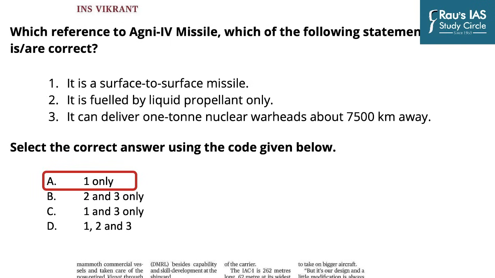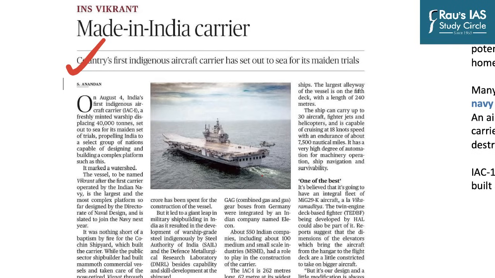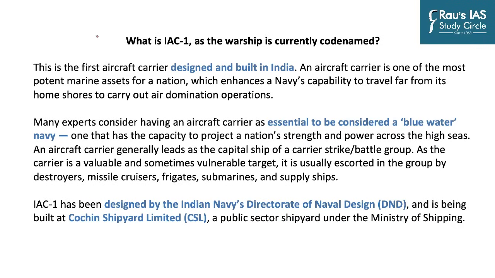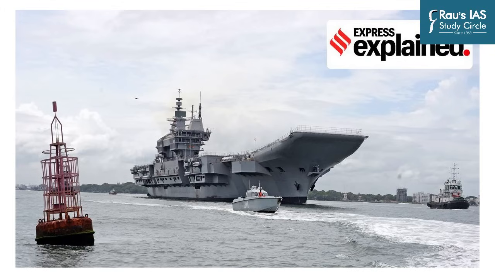So now you can understand how important it is for us to understand these important defense equipments, not just every other gun, but IAC-1 deserves special mention, or Indigenous Aircraft Carrier 1. This is the first aircraft carrier designed and built in India. Now, an aircraft carrier is one of the most potent marine assets for a country, which enhances the Navy's capability to travel far from its home shores to carry out air domination operations.